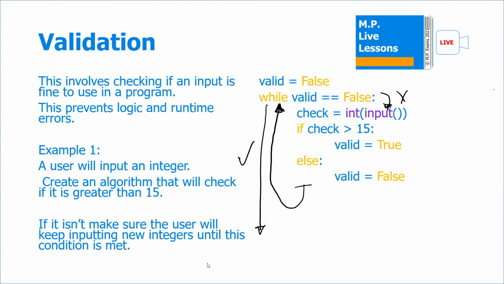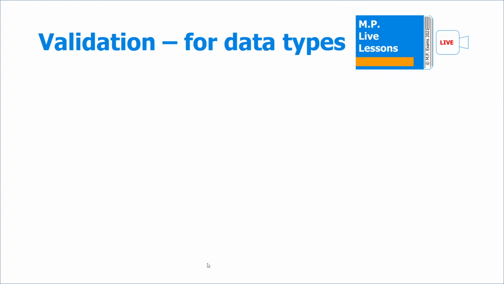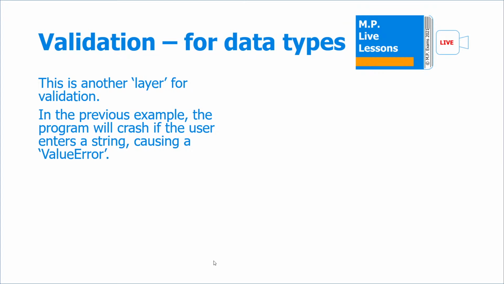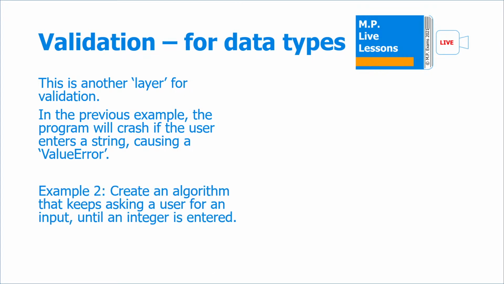Now, an extension of validation could be for data types. So this is like another layer. In some of the examples, like the past one, the program will crash. This will be a runtime error if the user enters, let's say, a string instead of a number, because you can't compare a string with a number. And it will cause something called a value error. So example two, this is optional really.